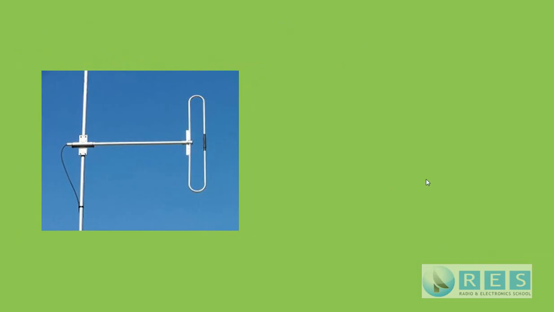The antenna on this slide is a folded dipole. A dipole is a center-fed antenna, but the difference between a dipole and a folded dipole, which is what this is, is that a folded dipole is actually two dipoles. There's one dipole here, and there's one dipole here, and they're joined together at the ends.